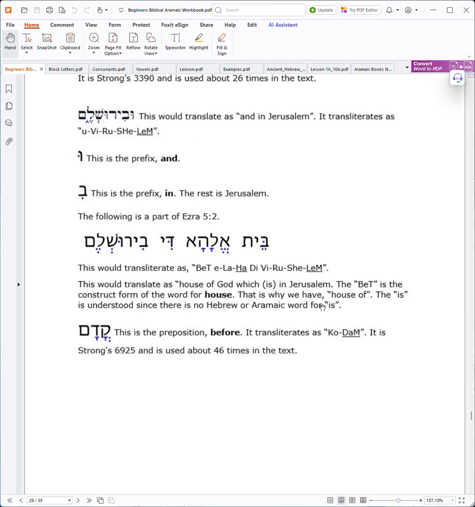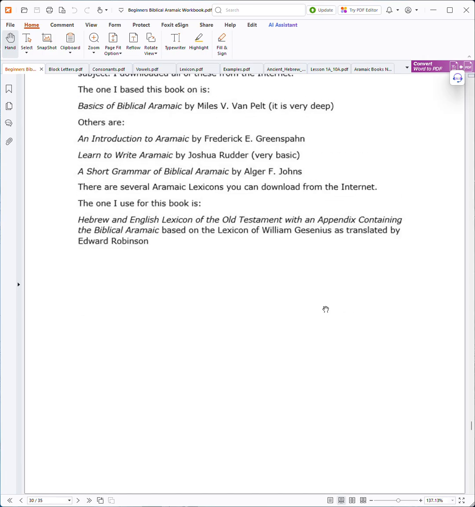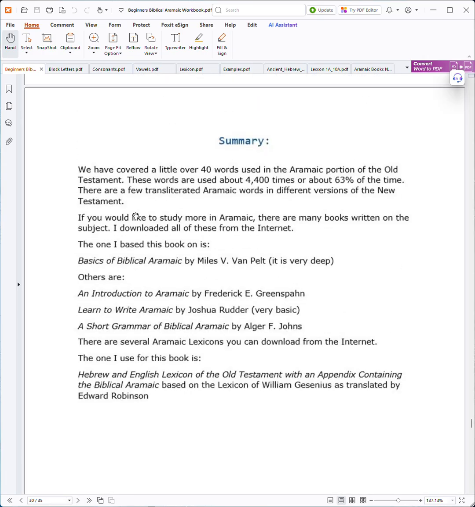So then, as a summary, we've covered about 40 words used in the Aramaic portion, so about 63% of the time you should be able to recognize about 4,400 words in the Aramaic portion of the Old Testament.